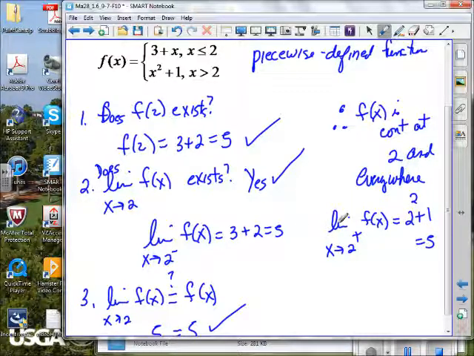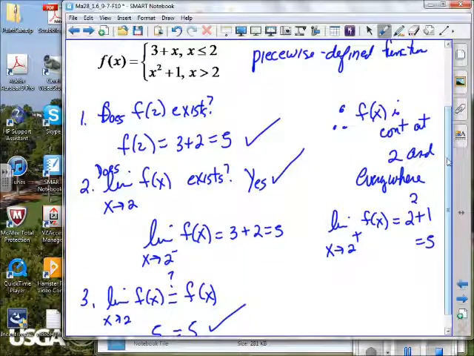If both of the one-sided limits are equal, what do you know about the limit as x approaches 2? Does it exist? Yes. And it is 5 there.